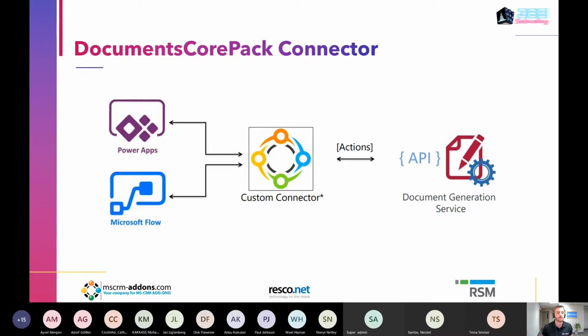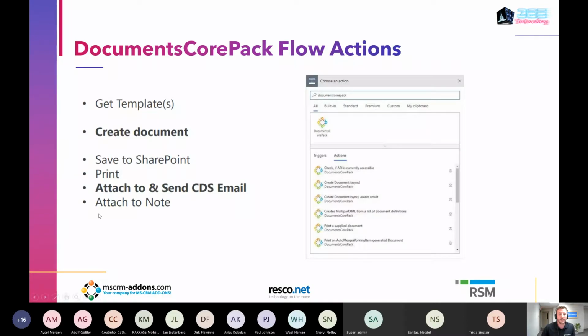So essentially what you can do is insert it in an existing flow, and all you need is, as long as you have a service running, we have a great blog article, you just grab the API key from your Documents Core Pack service, put it into the custom connector, and you have several options. An example of those options is get templates. So if you want to define what template within the flow, instead of having it static, you can make it dynamic. So you can bring in the template, create the document, save to SharePoint, print, which is great because you can also run batch processes on printing and generating.